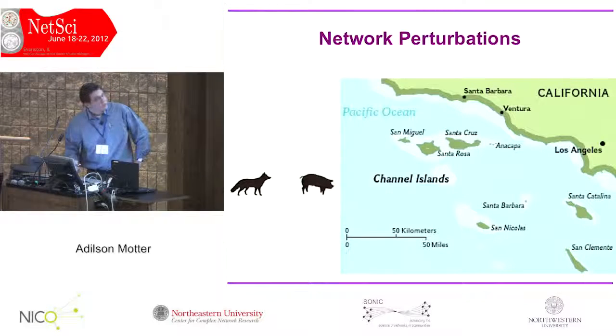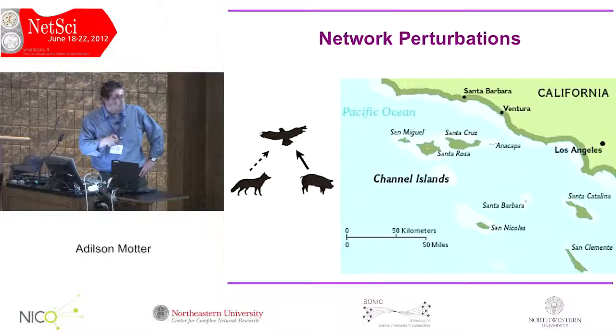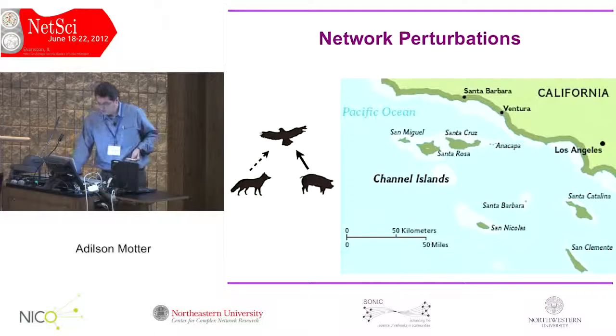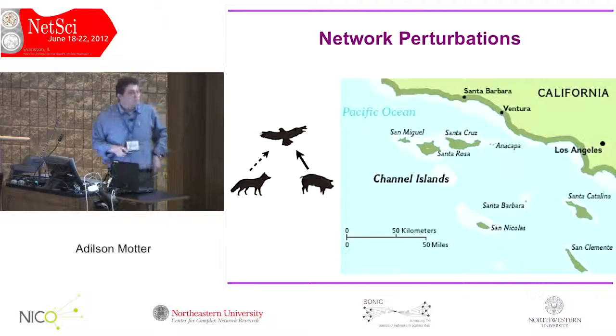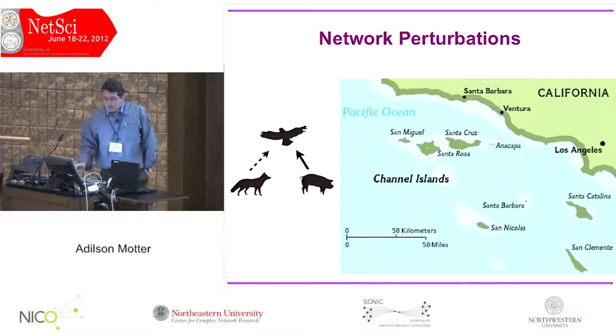And that happened because eagles were attracted to the island. They were attracted to the island by the pigs. They were feeding mostly on pigs. But occasionally they would eat foxes, and that was enough to bring the population of foxes close to extinction. So this is an interesting example because the primary cause of the problem, the introduction of pigs, cannot be the only solution.